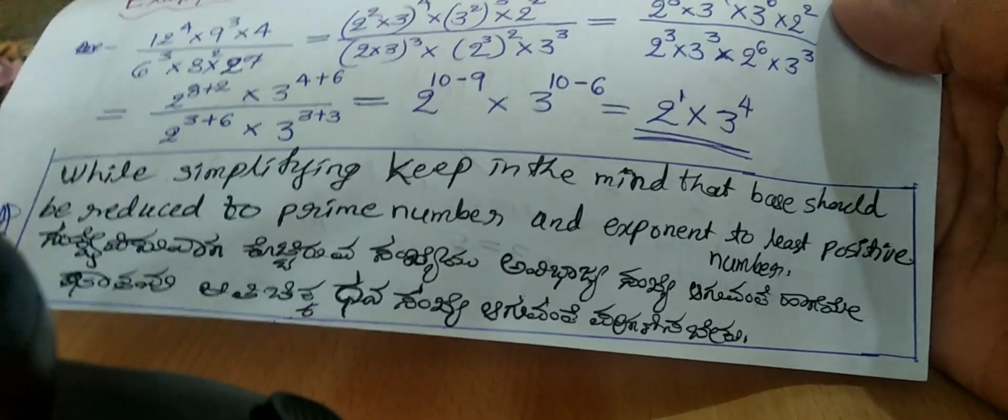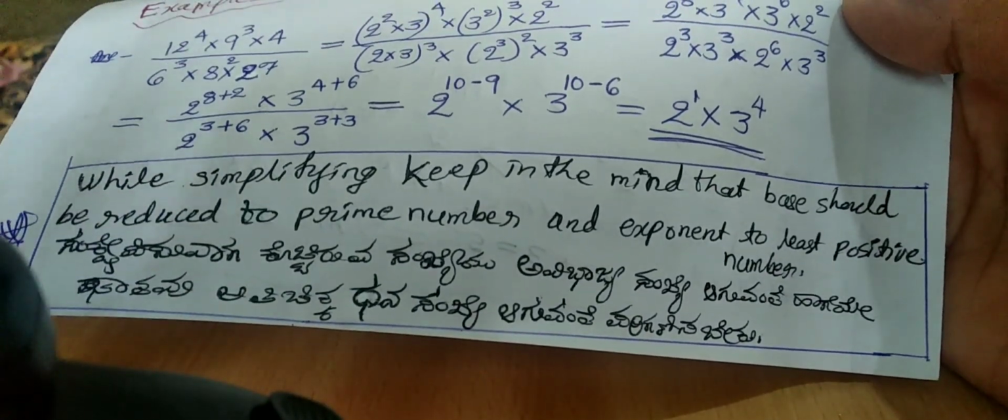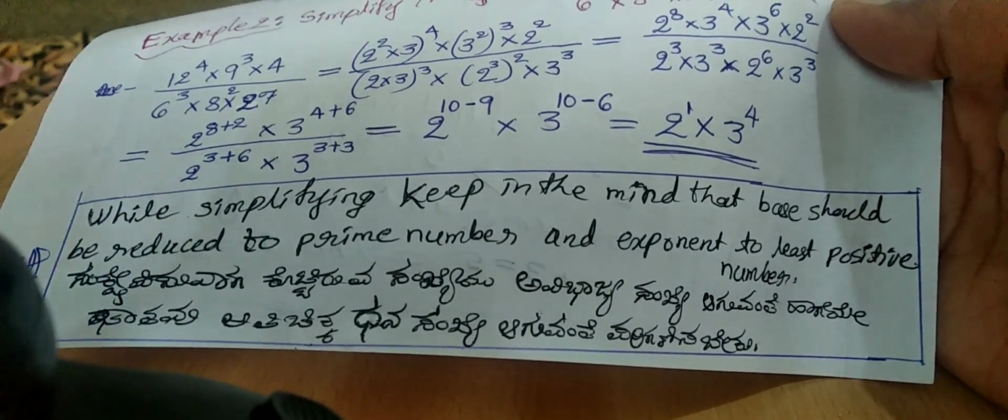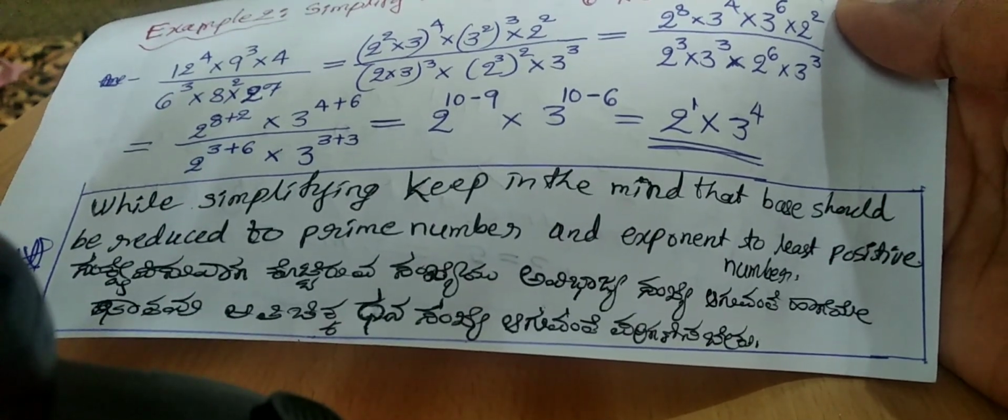Base should be the smallest prime and the exponent also should be the least positive number.